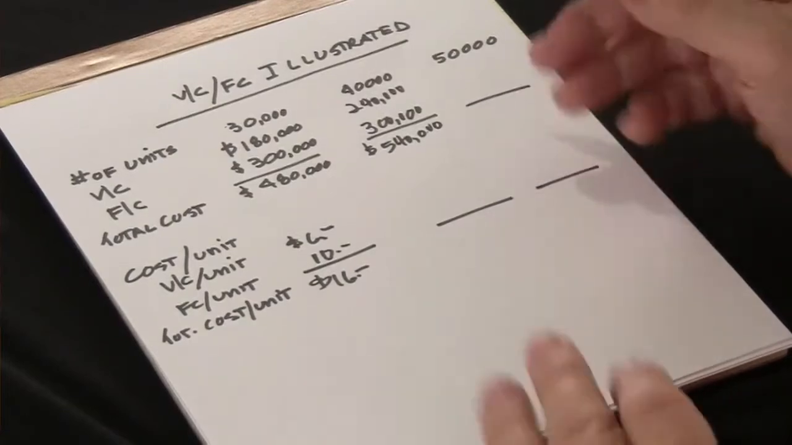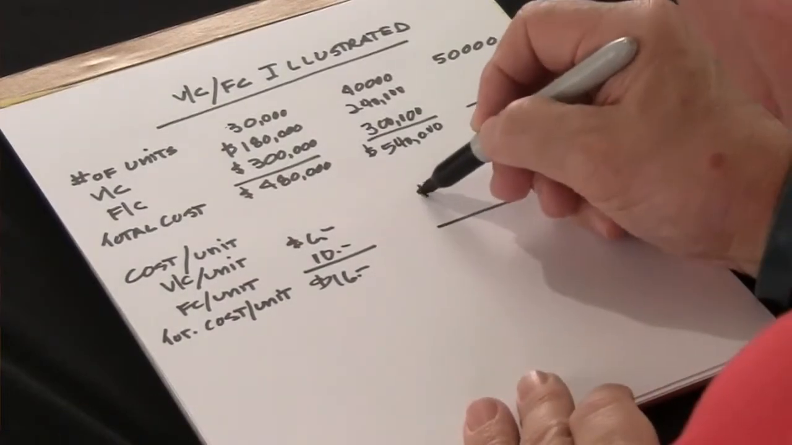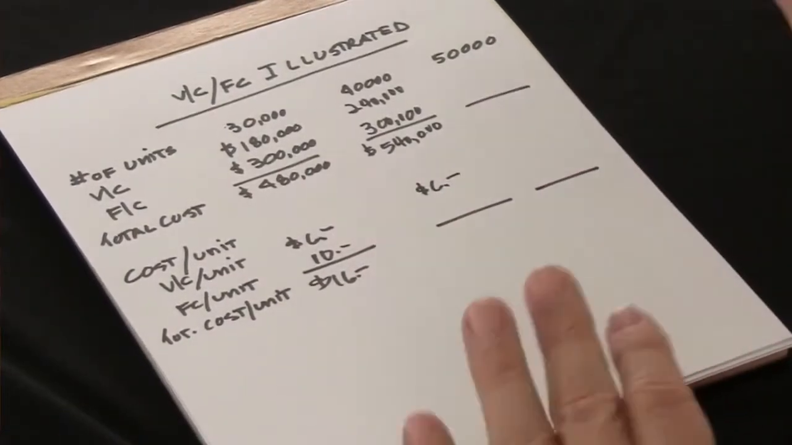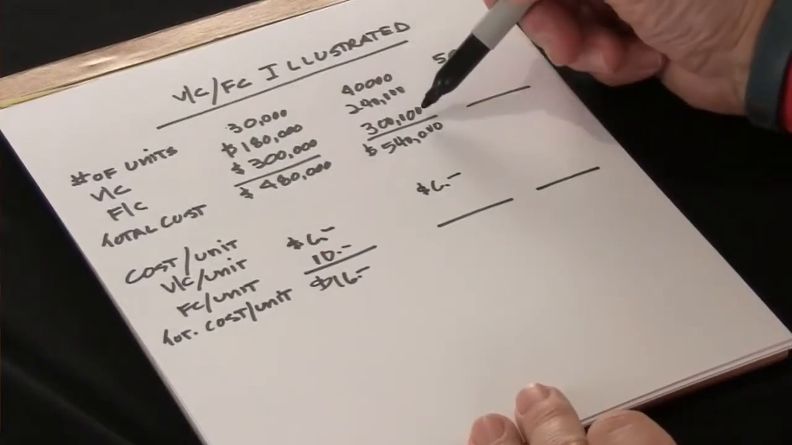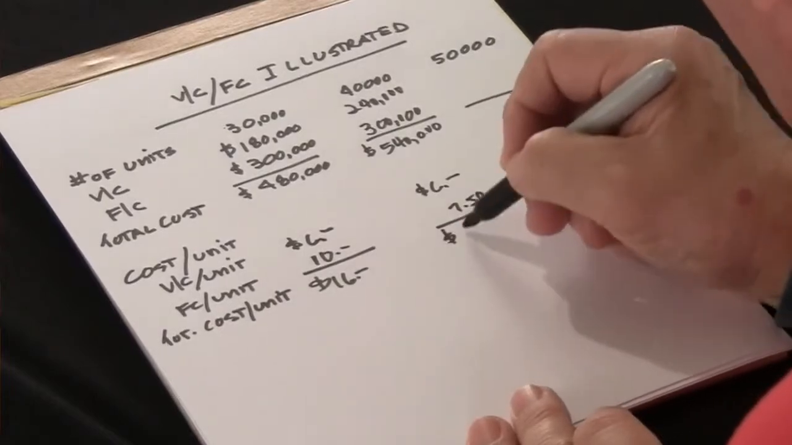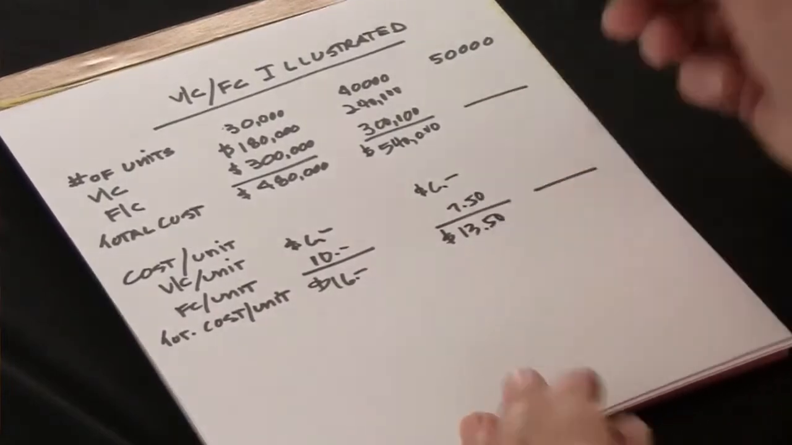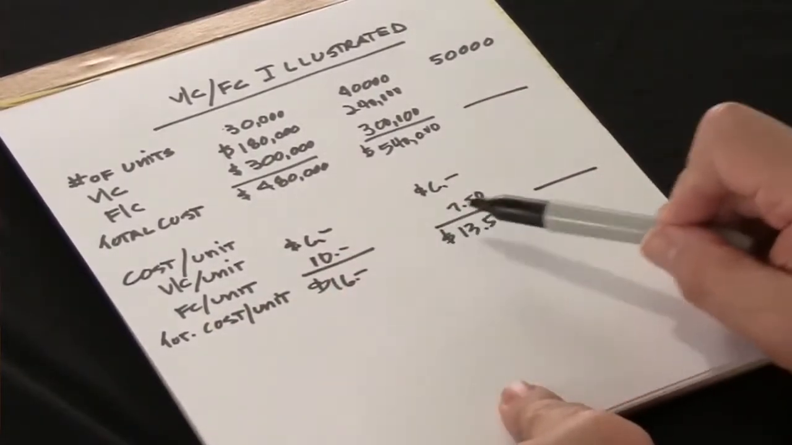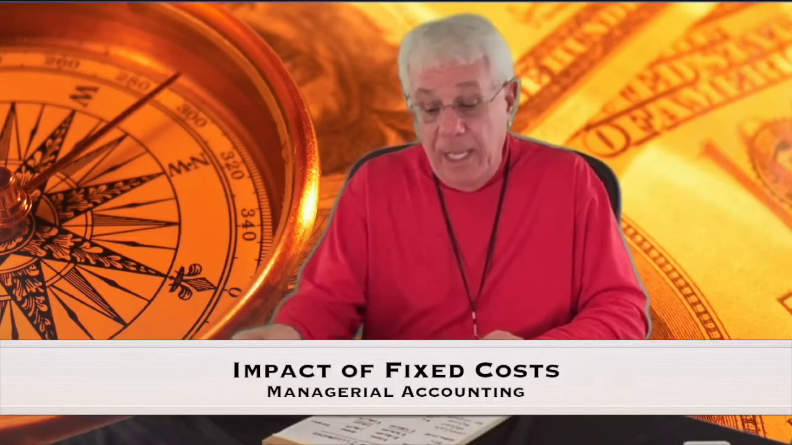What is the variable cost per unit? It doesn't change. It's still $6. But alas, 40,000 into $300,000 is $7.50. The cost of our product is now no longer $16, it's now $13.50 if we make 40,000 units.